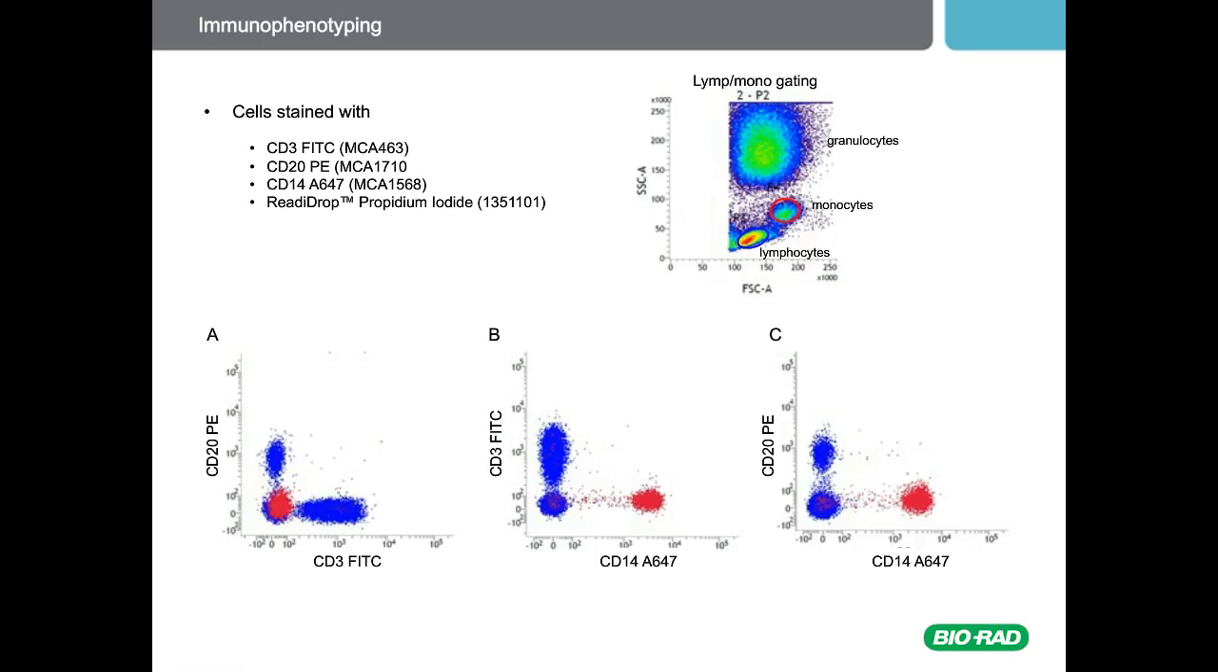And finally, in panel C, we can see the CD20 positive B cells and the CD14 positive monocytes, with the negative lymphocyte population being the T cells. These stains are all mutually exclusive in peripheral blood, and as expected, there are no double positive cells, showing we have specific staining.